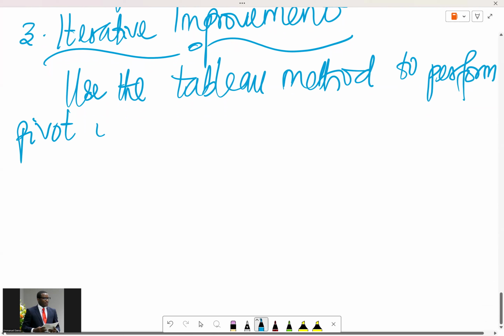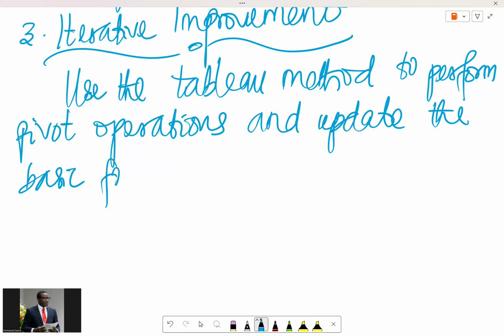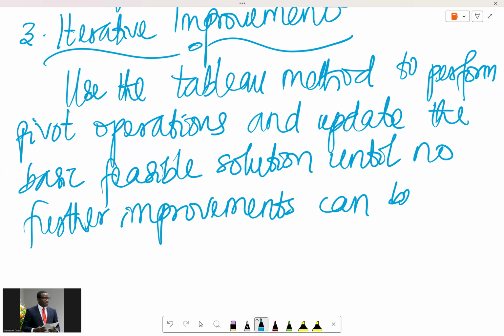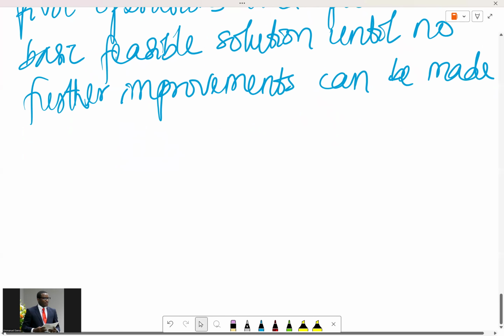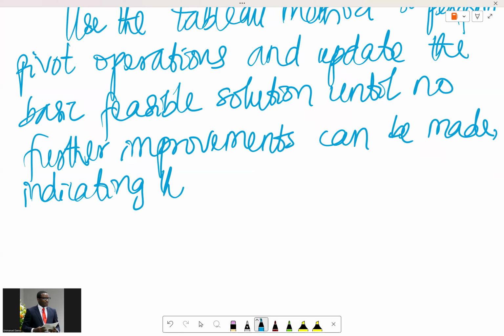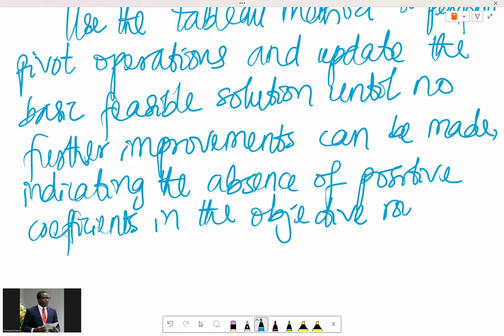pivot operations and update the basic feasible solution until no further improvements can be made, indicating the absence of positive coefficients in the objective row of the tableau.